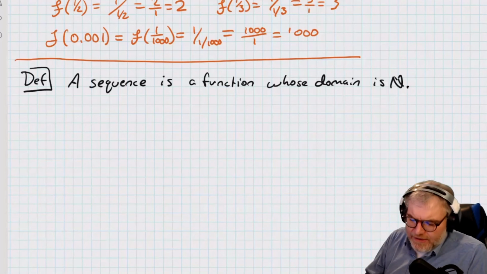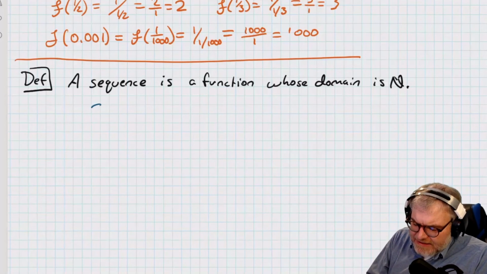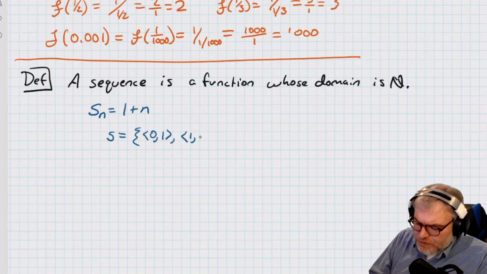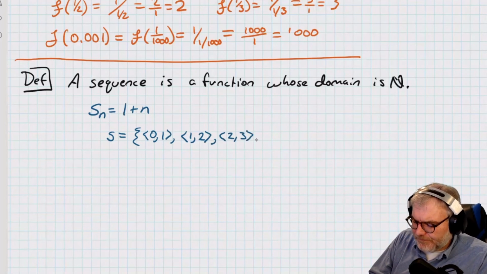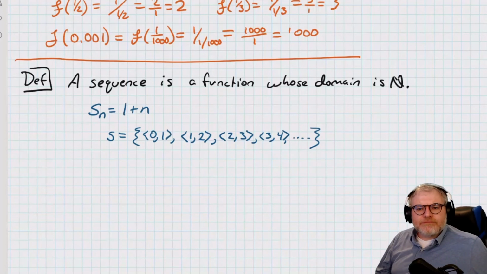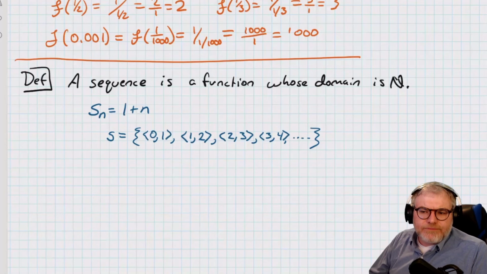Well, we have a special way of writing it, right? So if I write the sequence Sn equals 1 plus n, this is the sequence. This is the function. Here's what this function actually is. It's 0, and I'm going to map 0 to 1. 1 is going to map to 2. 2 is going to map to 3. 3 is going to map to 4. And so on and so on and so forth. It's a function. The natural numbers is its domain.